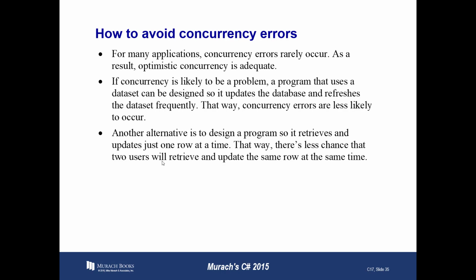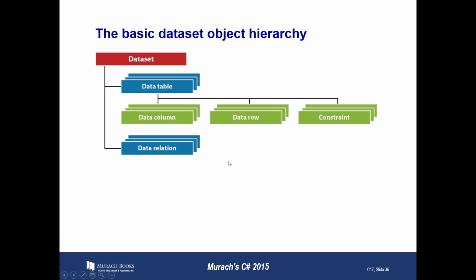Depending on the application, this may rarely occur. But if it's likely to occur, the program that uses the data set, you can design it so that it is frequently updating, which means that errors are less likely to occur. Another way to do this is to set it up so that when you ask to update a record, you only get that one record. So there's less of a chance that two users will be able to do things and screw each other up.